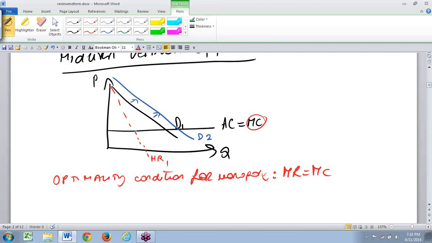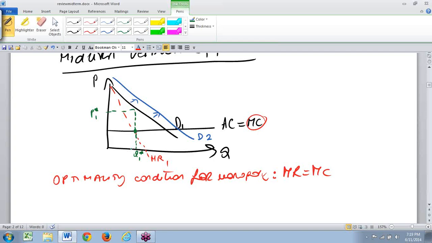So the optimality point is here, where marginal revenue is equal to marginal cost. Going back on the demand function and going back on the y-axis, I have my optimal price when the demand function is D1. And going back on the x-axis, I also have the optimal quantity Q1. Okay? So this is for the initial situation when we have only D1.